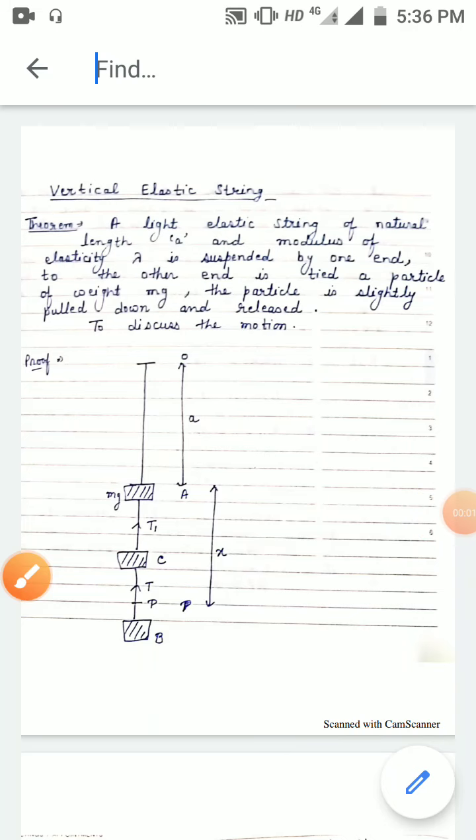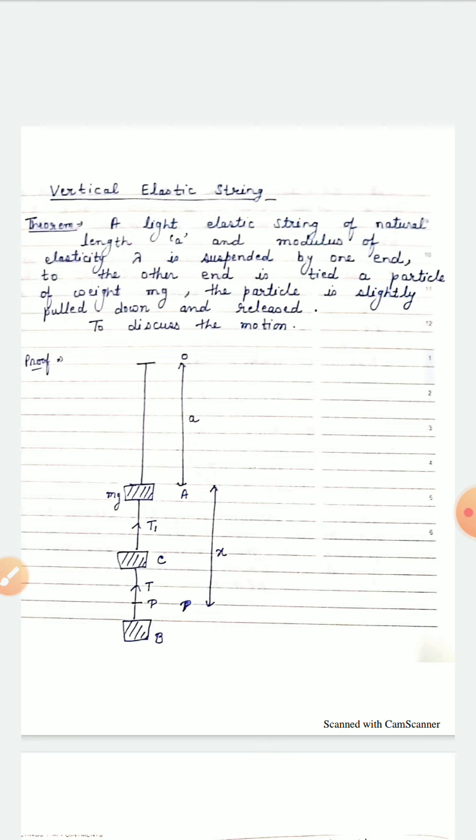Hello everyone, this is my next lecture on dynamics. In the previous lecture, I have discussed horizontal elastic string. In this lecture, I will discuss vertical elastic string.